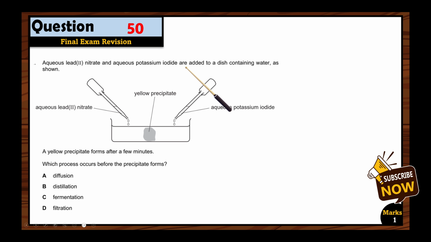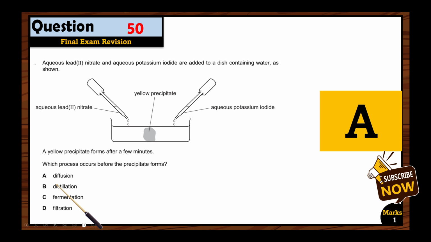Aqueous lead nitrate and aqueous potassium iodide are added to a dish containing water as shown. Okay, so a yellow precipitate forms after a few minutes. So which process occurs before the precipitates form? So before the formation of the precipitates, actually, all this aqueous lead nitrate and aqueous potassium iodide was dissolved in the water, right? And this process of dissolving is actually what? Diffusion. So that's why option A is right.